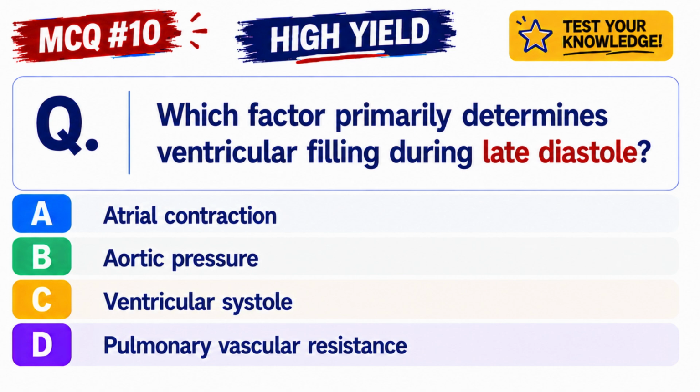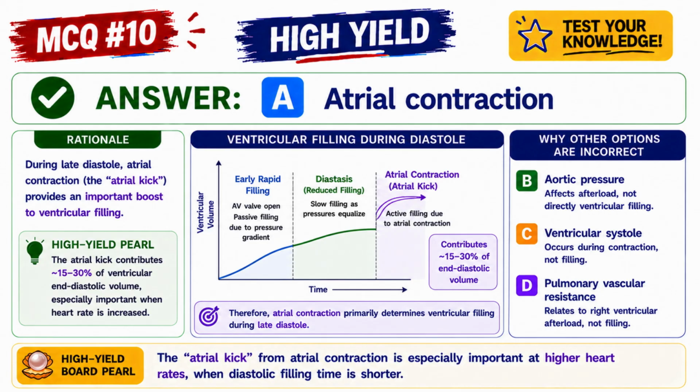Question 10. Which factor primarily determines ventricular filling during late diastole? A. Atrial contraction. B. Aortic pressure. C. Ventricular systole. D. Pulmonary vascular resistance. The answer is A. Atrial contraction. Here's why. Ventricular filling during diastole occurs in two phases.